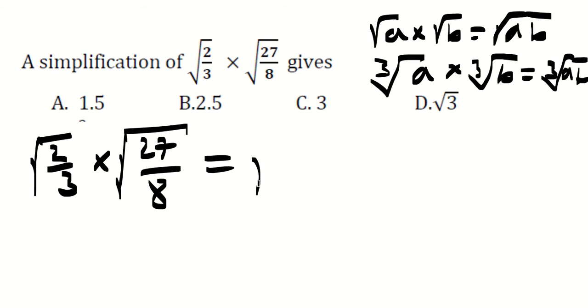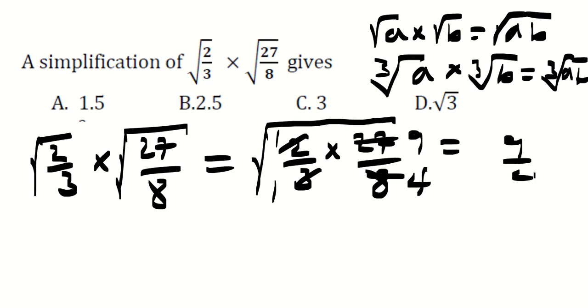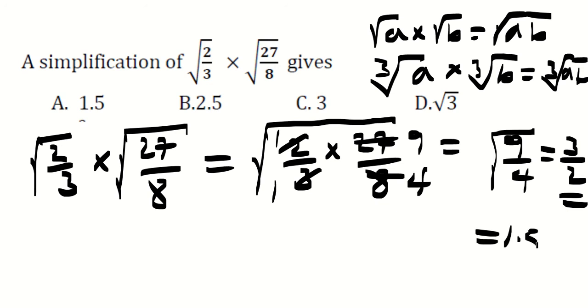So this one we can write as square root of 2 over 3 times 27 over 8. We can write it together in one radical because both are radicals. Then by 2, 1, this by 2, 4, and by 3, 1, this by 3, 9. So what is left? 9 over 4 left in the radical. The square root of 9 over 4 will be 3 over 2, because the square root of 9 is 3, and the square root of 4 is 2. So 3 over 2 is the same as 1.5, because in the choices there are answers with decimals.